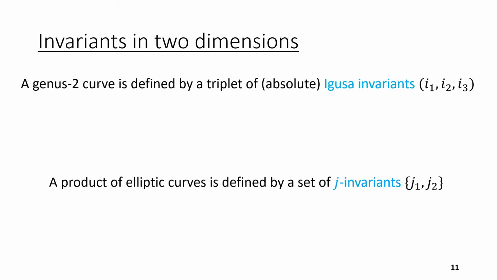Okay, something maybe not super important, but still important for our case, are the invariants in 2 dimensions. Obviously, in dimension 1, for an elliptic curve, you have the j-invariant. If you then have a product of elliptic curves, you have a set of j-invariants. Why a set? Well, E times E prime is isomorphic to E prime times E in a very obvious way. But for genus 2 curves, you need a triplet of Igusa invariants, and this is an ordered triplet. These are 3 ordered elements in your field.